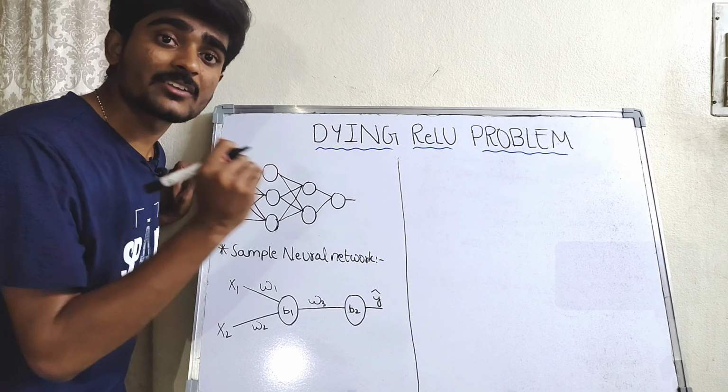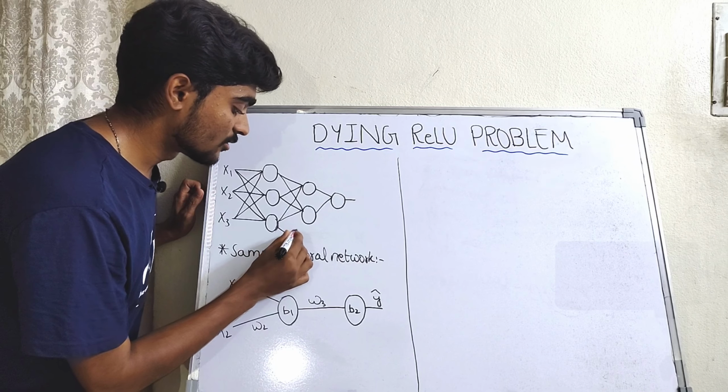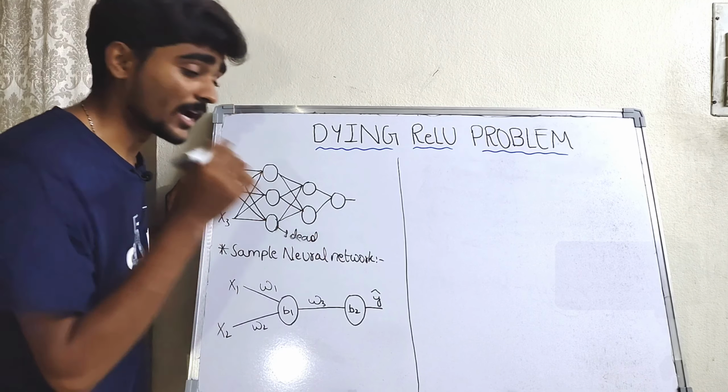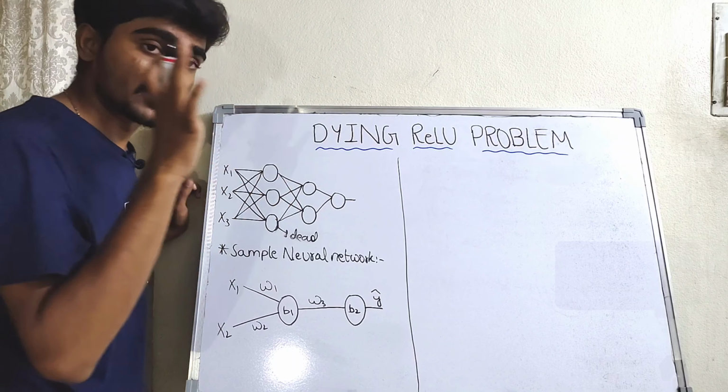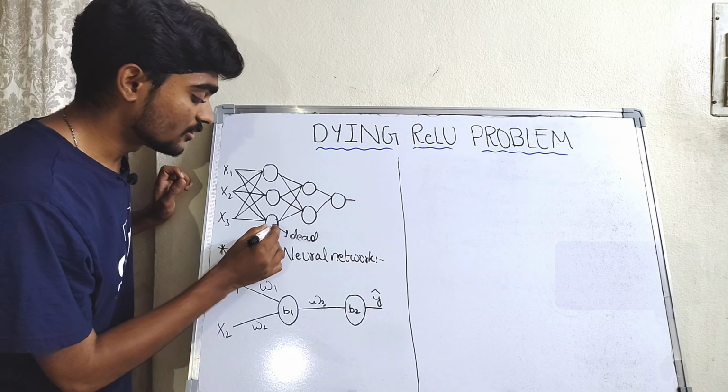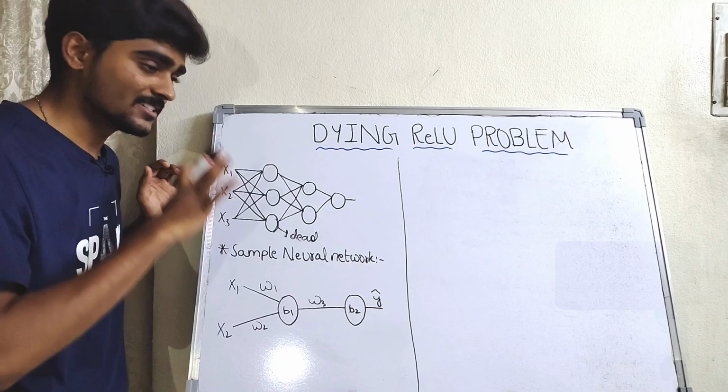Now let's see what actually this dying ReLU problem is. This is my sample neural network. I'm using the ReLU activation function in this sample neural network. Now I'm considering this node. Let's say this node is dead by using the ReLU activation function. By using the ReLU activation function, this node in the hidden layer is dead.